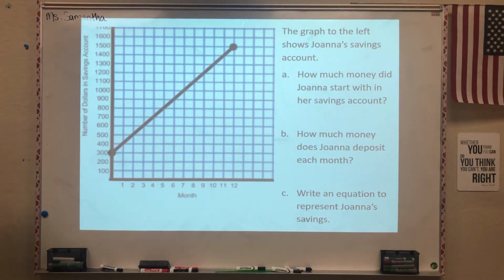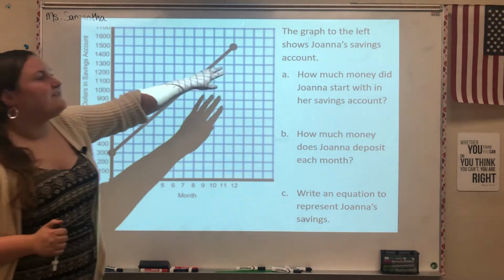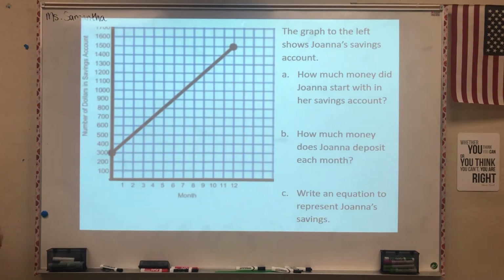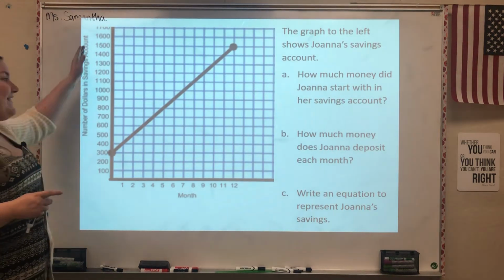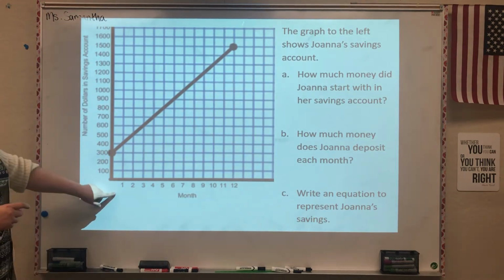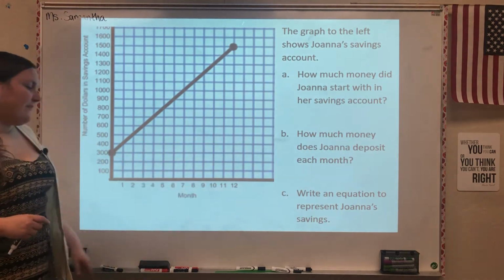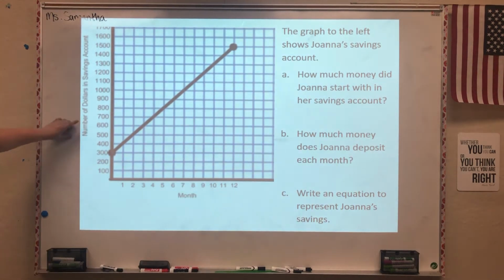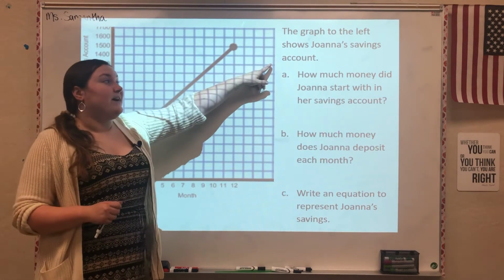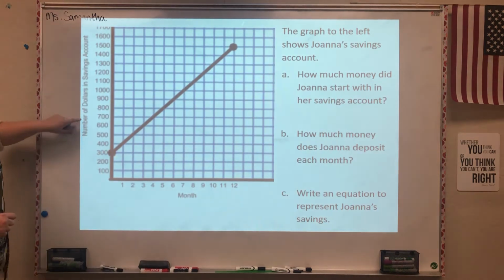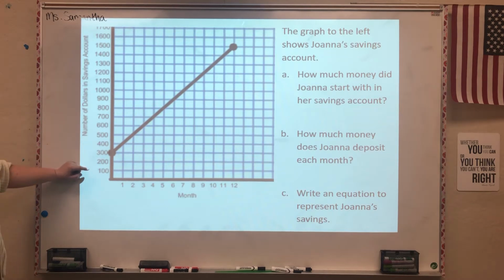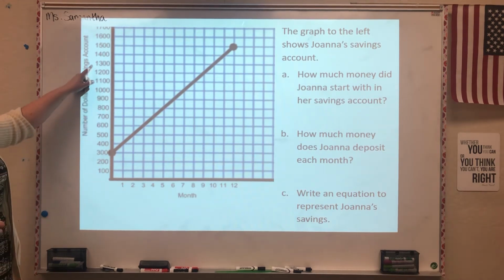So here, it tells us the graph to the left shows Joanna's savings account. I can look at the graph, and one of the first things you want to check are what the x and the y-axis say. So I can see my x-axis down here says months. So it's counting by months down here. We got 1 through 12. And then this side here says the number of dollars in savings account. So they had told us it's showing Joanna's savings account. This shows how much money or dollars is in her savings account. But notice the numbers here are not going up by 1. They're going up by 100 over here.